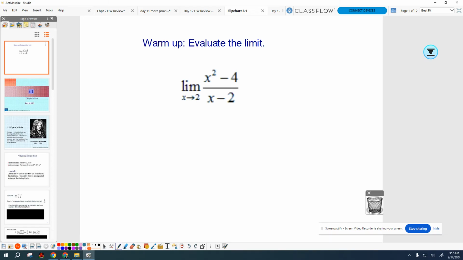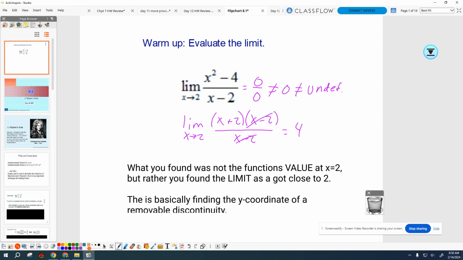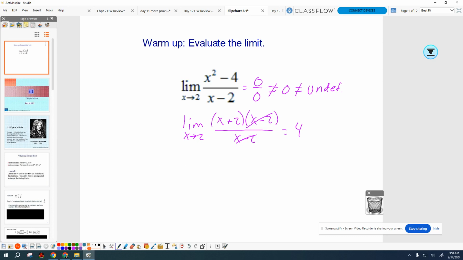Pause the video and try the warm-up. Going with pre-cal, what you probably do is factor and reduce and get rid of that 0 divided by 0. Now plugging in the 2 to the leftovers, we get 4. So here's a case where we had 0 divided by 0, and that is not 0, and it was not undefined. What you just found was the limit, it's not the actual value, but the limit at a removable discontinuity on a graph.